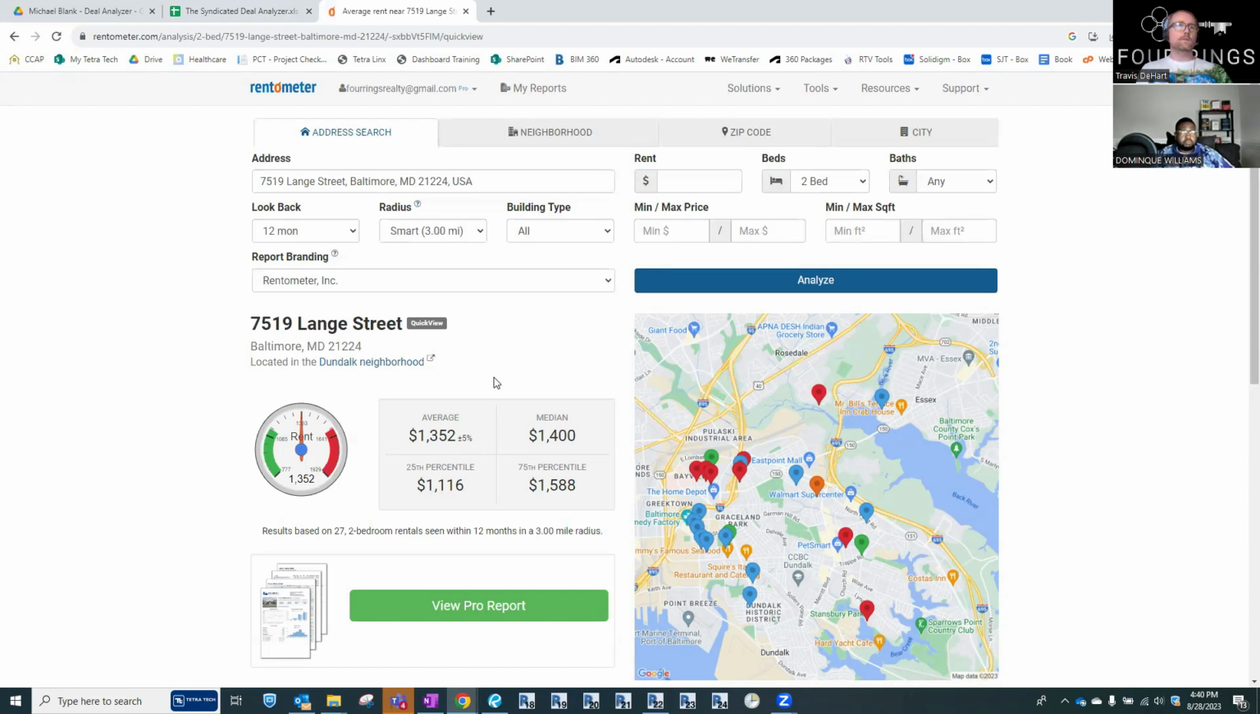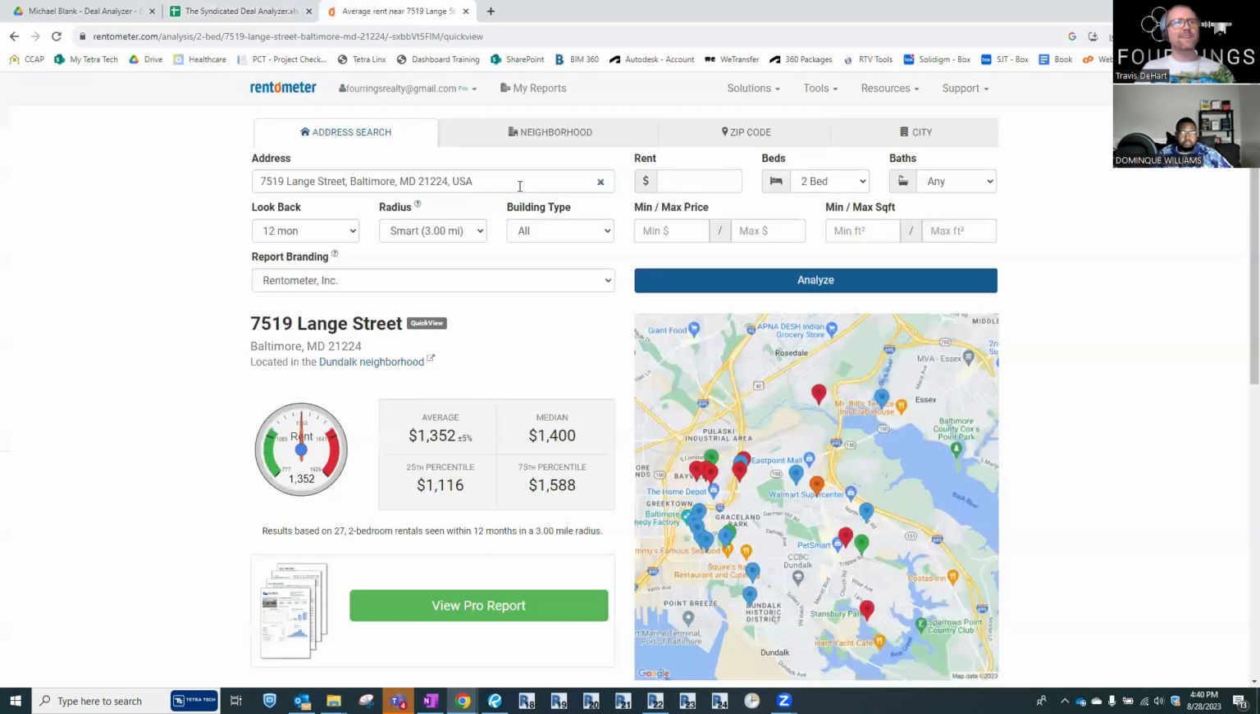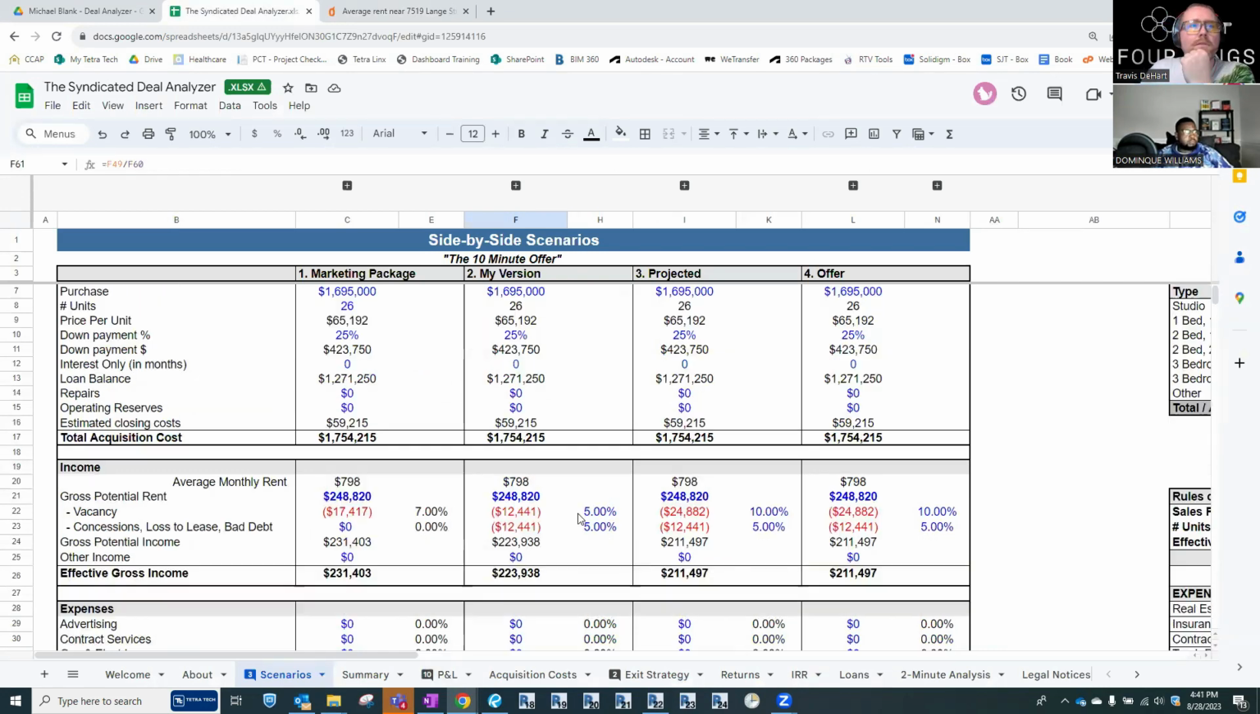At the recording of the video that Michael Blanc did, this was way lower. It was actually right in line with this 798 mark. So you can definitely see, I don't know how long it's been since that video was recorded, but it's definitely changed significantly. And so if you look at this and say, wow, I feel like I could actually get $1,400 a month for this property, you can actually take this one step farther.